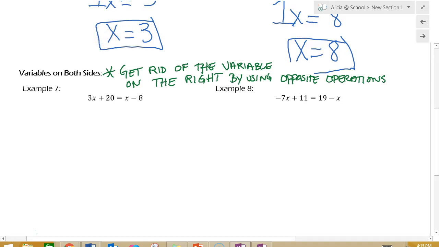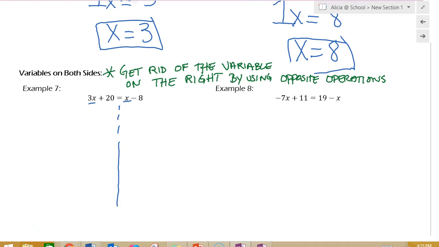Alright, so looking at example 7, I have two variables. Well, what we just said, we have to get rid of the one on the right side and bring everything over to the left. So, to bring that x value over, since that is a positive x, I'm going to subtract x over to the other side. And I'm going to place it under its like term. So that's why you see me write the x under the 3x, because I know that the two terms I'm going to combine. I would not put it under the 20 because I can't combine 20 minus x.